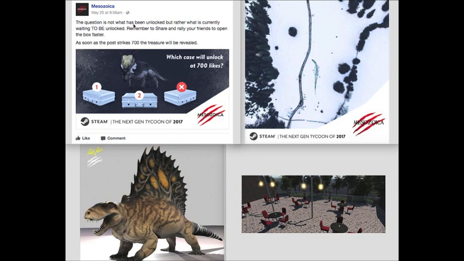First off, I do want to bring up this right here. Now, they have a case unlock. They did this in the past where at a certain amount of likes, they would then open this case and show us a different part of the game that they were working on that was previously not shown to us. The first one that was opened was a T-Rex animation.